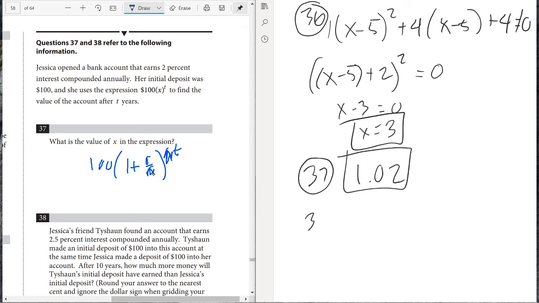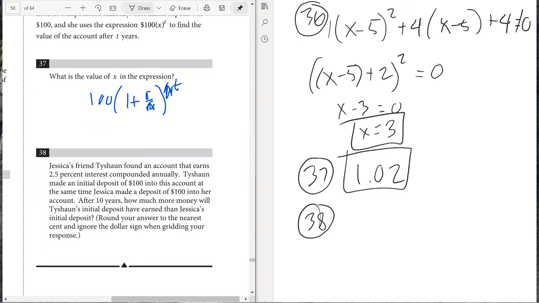Final answer. All right. And then last one, might as well go ahead and read it, because we're towards the end now. I'm going to have to start reading all these long problems. Jessica's friend, Tyshawn. Okay, cool. Found an account, earns 2.5%. That's pretty good. Made an initial deposit of $100 at the same time. After 10 years, how much more money will Tyshawn's initial deposit have earned than Jessica's initial deposit? Okay, cool. So we just need to compare them.